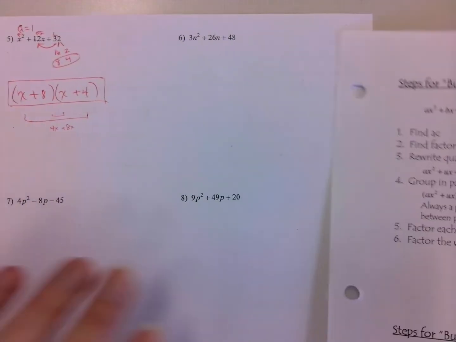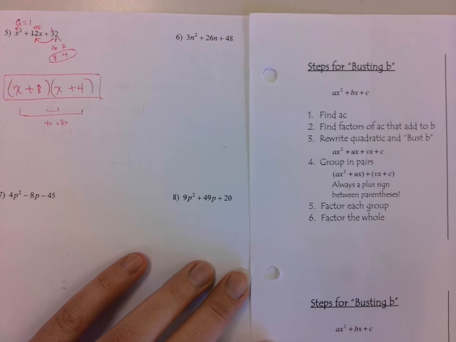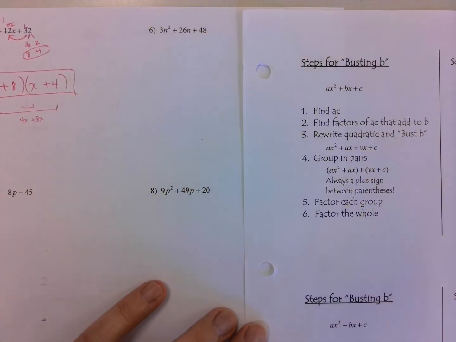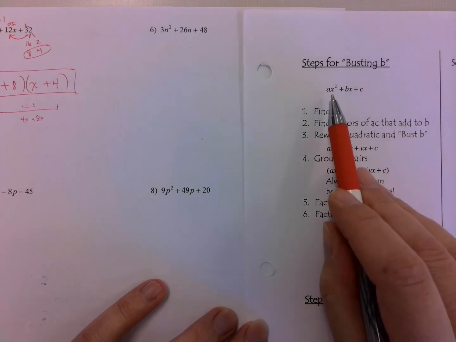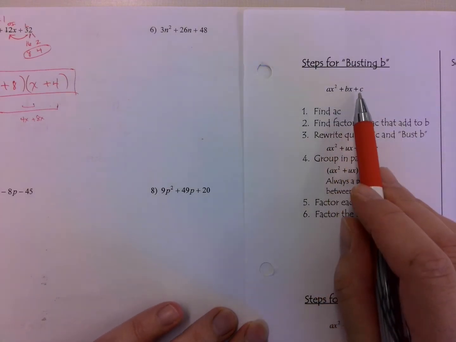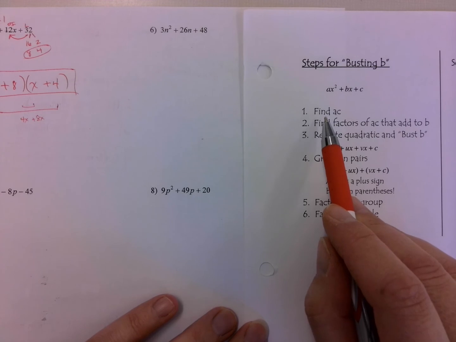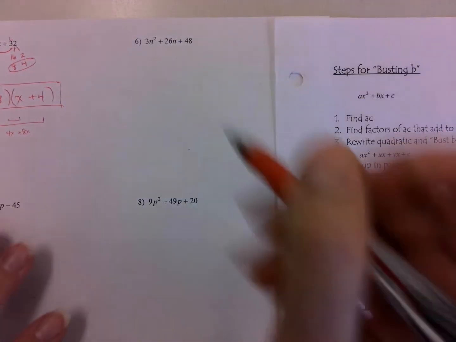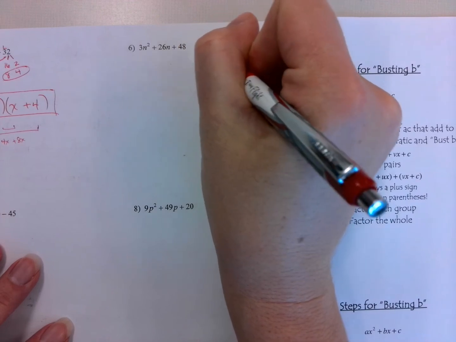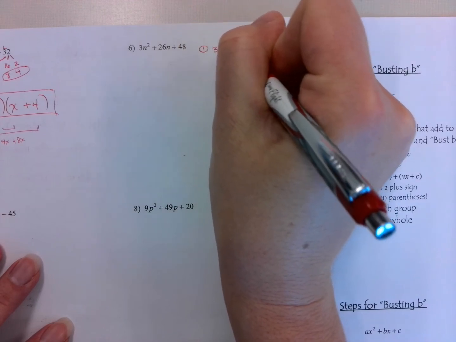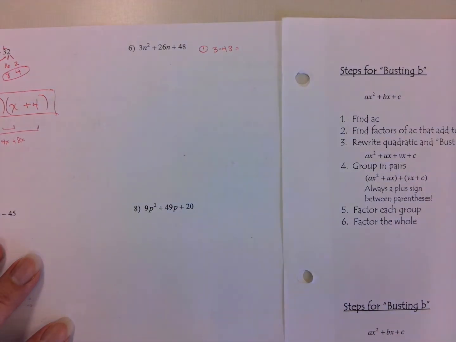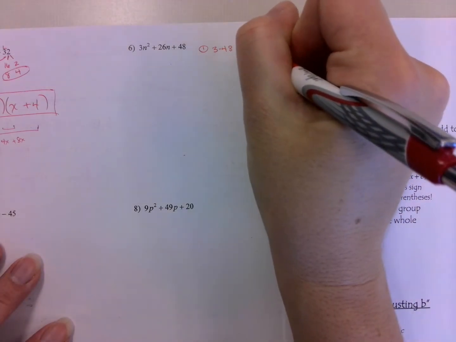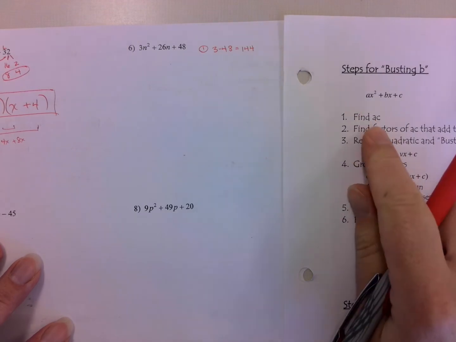I'm going to do these steps, and I call them busting B. It's because my teacher taught me them in high school as busting B. So we have our standard form, ax squared plus bx plus c. The first step is to take a times c. So that a times that c. So our first step is to take 3 times 48. Okay, so I'm going to get a bigger number, 3 times 48, and I get 144. So that's step 1, take a times c.